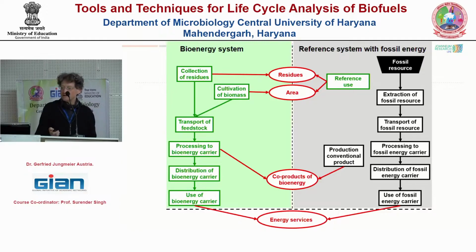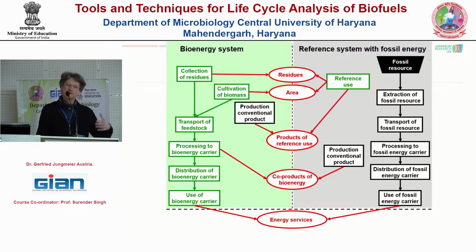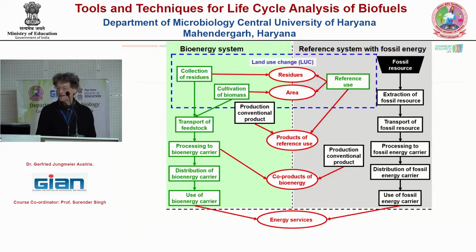The system becomes really tricky if this reference use also provides you some product, because then you also need on the bioenergy system an idea how you can further provide this product that was provided before by this reference use. So it's really a complicated thing. And these elements you see here, the collection of residues, cultivation of biomass, the reference use, these are the key elements that are relevant for the land use change, directly and indirectly.